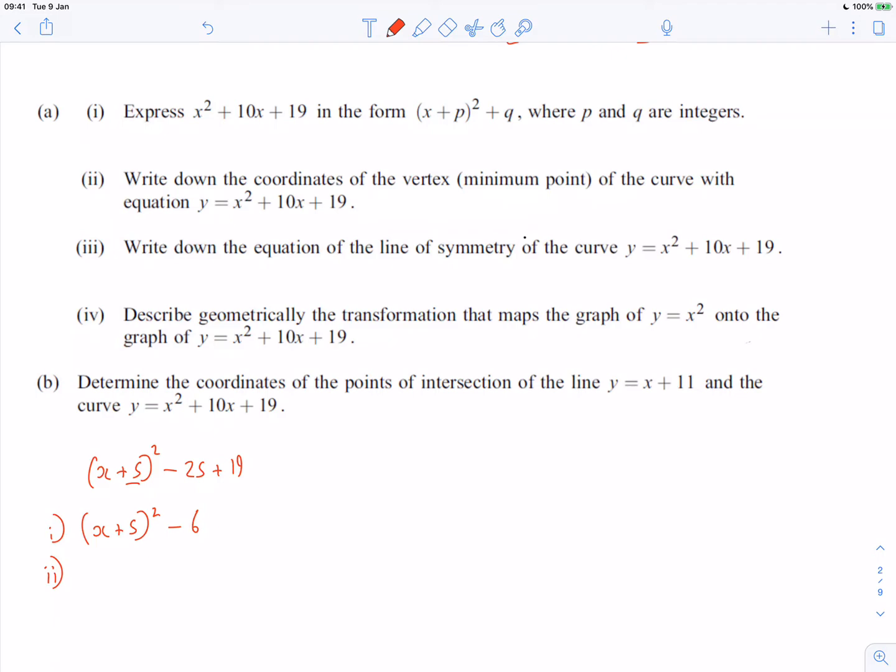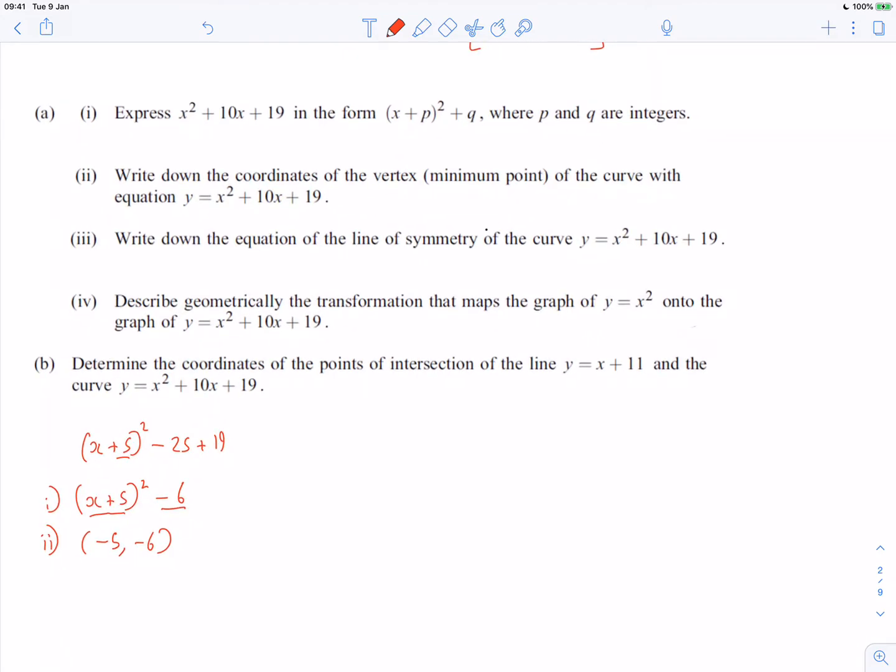Part II, write down the coordinates of the vertex of the minimum point of the curve with that equation. Well, what must x be? So the bracket is 0, that's minus 5, and then this term here minus 6. So it's got a minimum point at x is minus 5 and y is minus 6. That's the whole point of completing the square. You've just found the minimum point fairly easily.